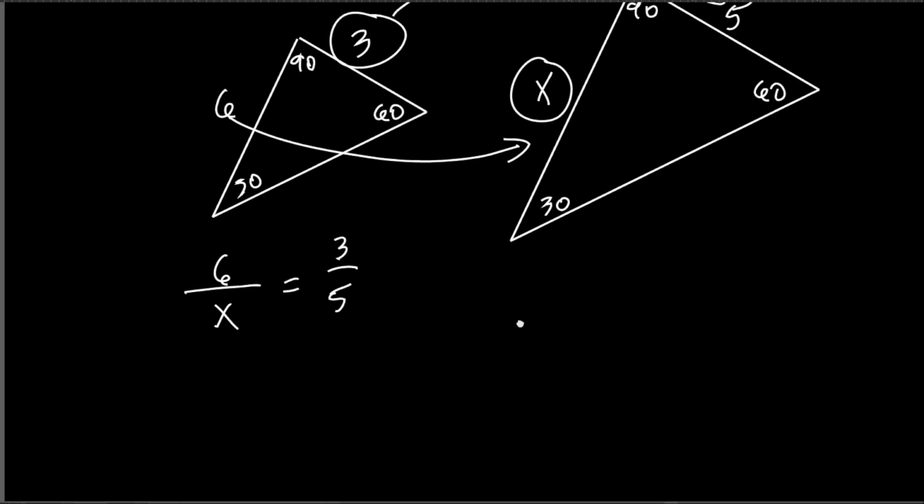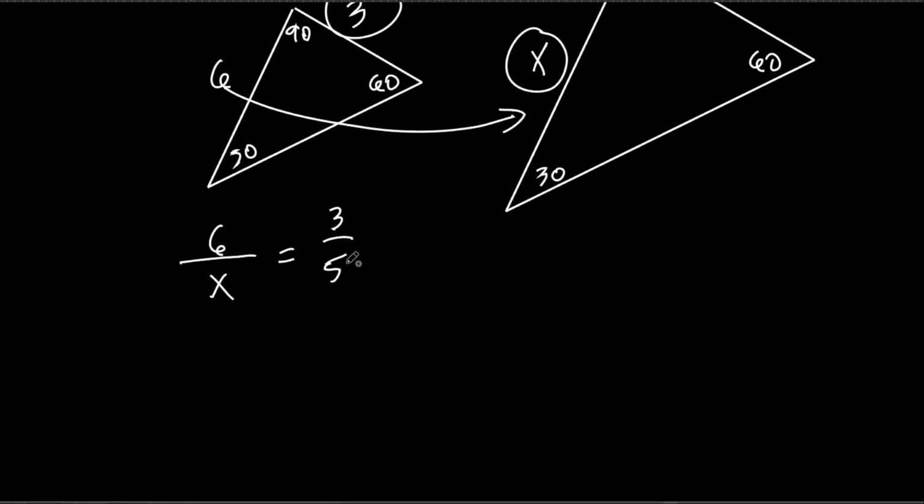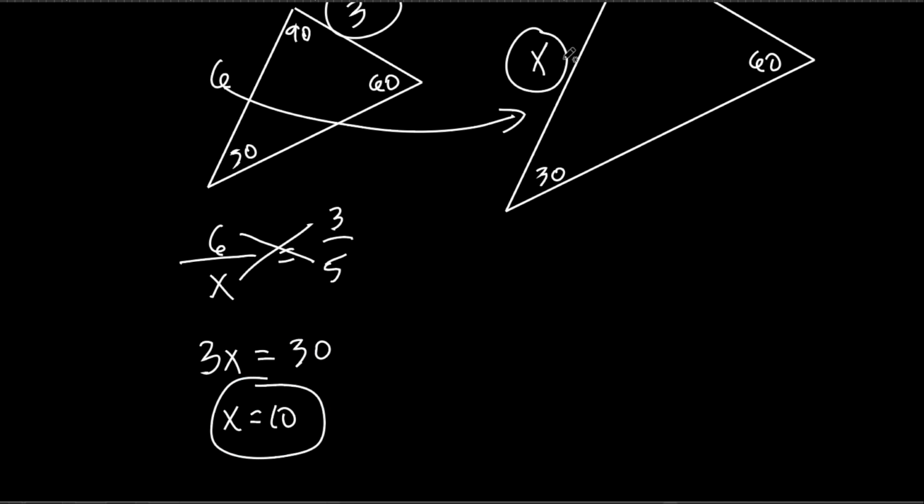Do you remember the math that we do? When you have a fraction set equal to another fraction, what do we do? What's that called? Cross multiply. That's right. There's a reason for it, but we're just going to show you how to do it. If I multiply that, I get 3x. If I multiply that, 6 times 5, I get 30. Divide by 3, x is what? 10. And I just found that missing side. Okay, so x is 10.